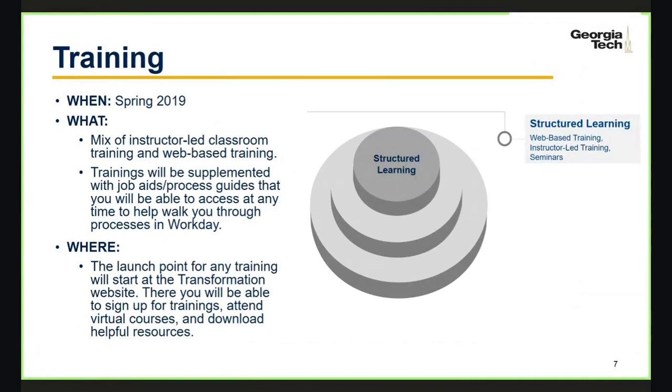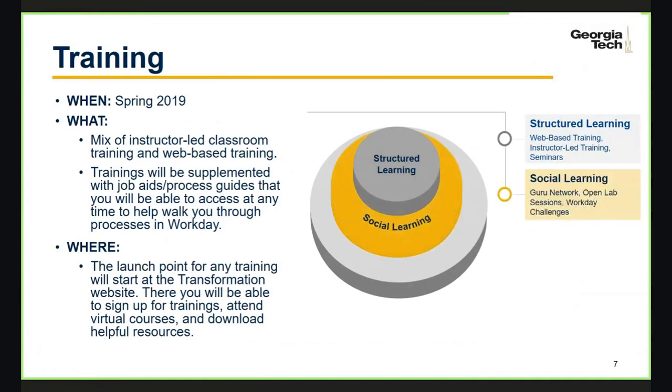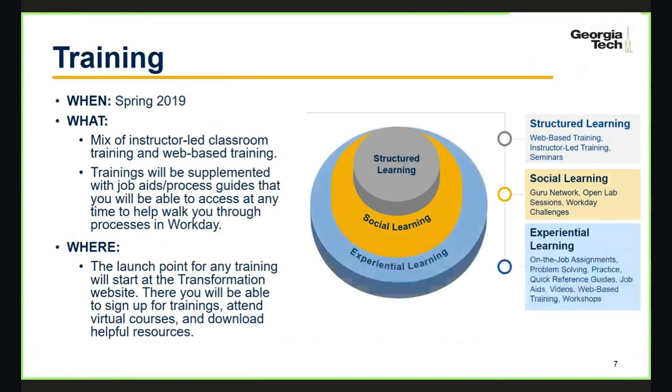We're really trying to take a mixed approach to training so that we're meeting all of the learners where they are. So that means we're taking this multi-tiered approach where we have structured learning, social learning, and experiential learning. What this means is that we're trying to ensure that we're covering our bases. Structured learning is probably what you're most familiar with.